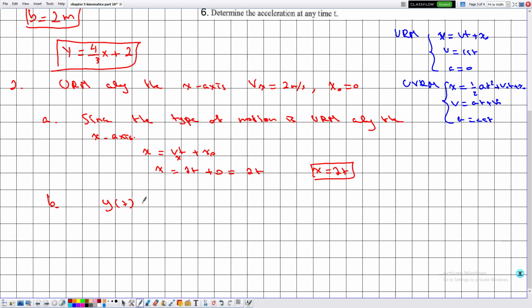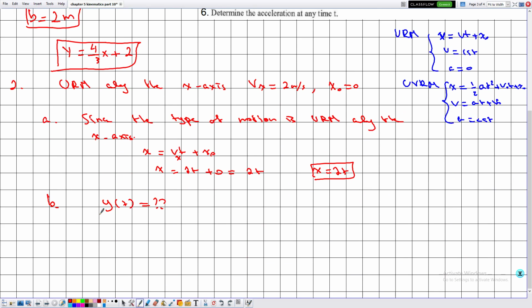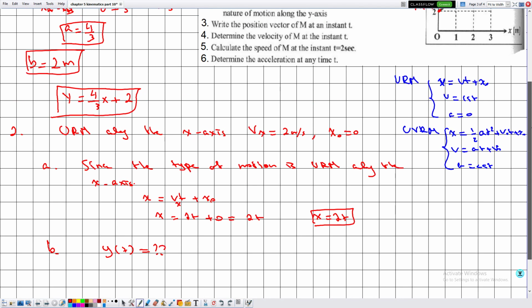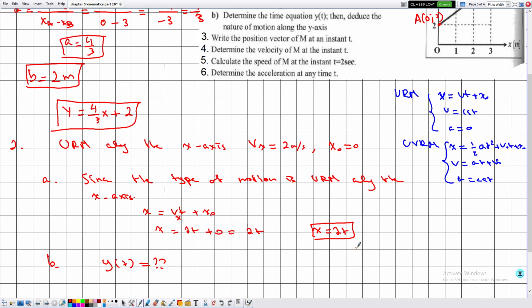So we need to determine the equation y(t), okay? Notice that here we don't have any information about the type of motion along the y-axis, so we cannot determine y as we have determined x. But notice that here we have the trajectory equation which relates y and x. Since we know x in terms of time, we can replace it in y to determine y.